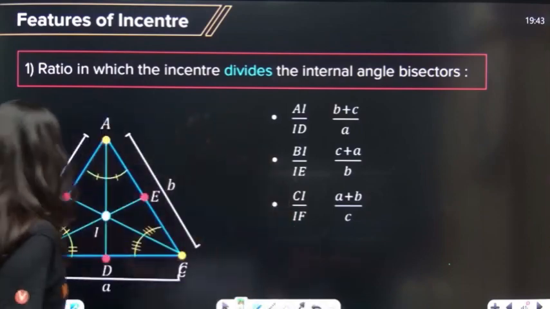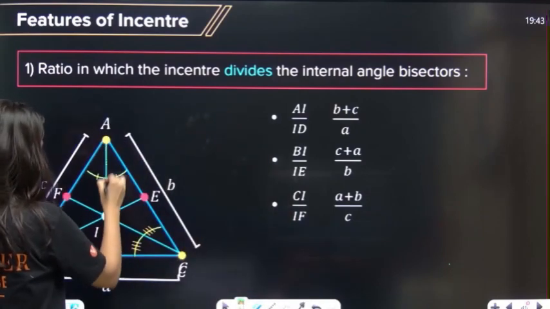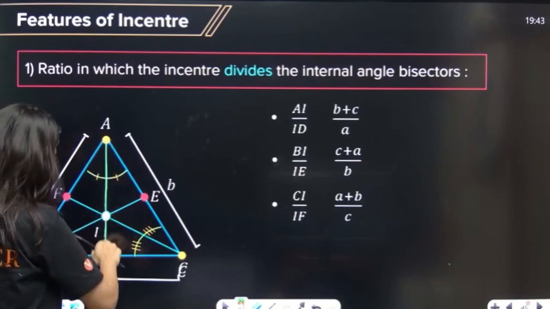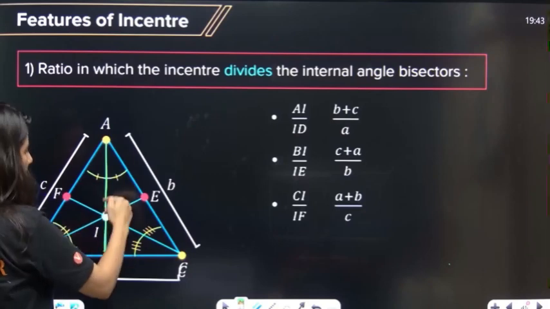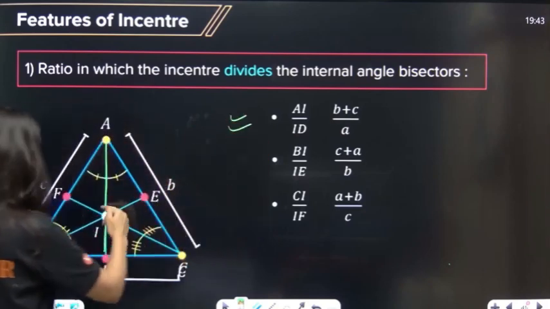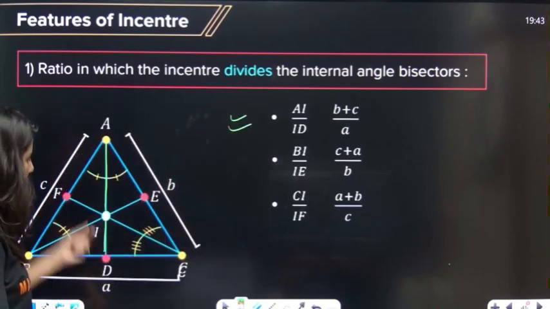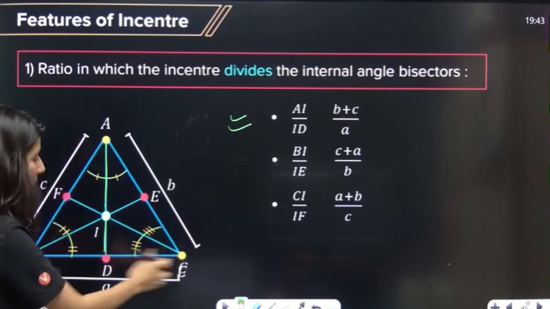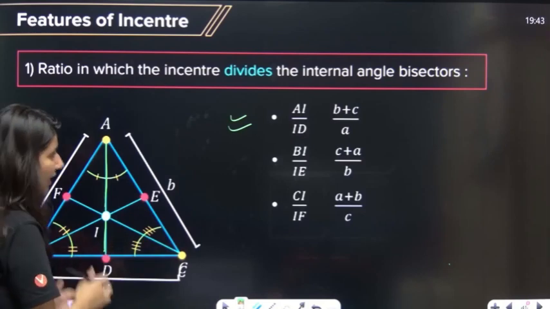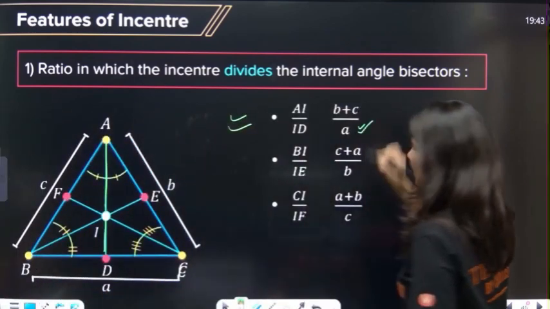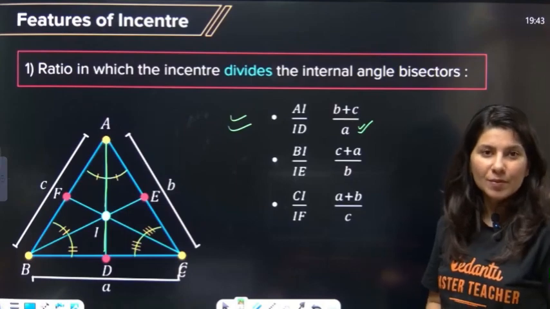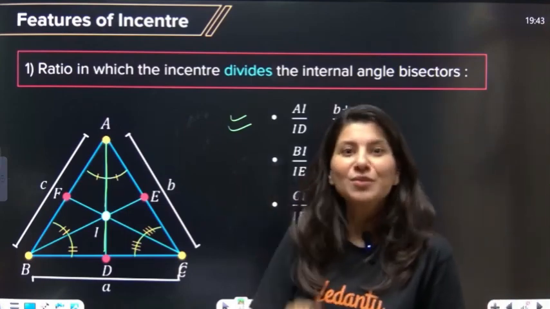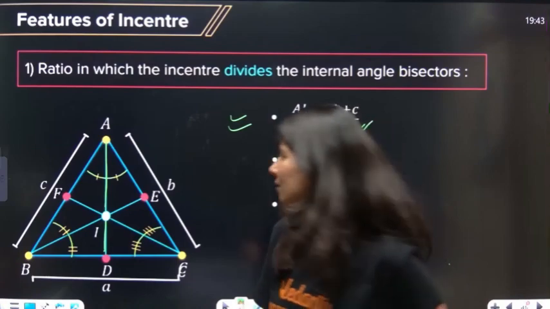Suppose you want AI upon ID. D is lying on which particular side? BC. The length of BC is a, so your denominator will be a. This is how you remember it: the denominator will be a, and the numerator will be the sum of the other two sides. Isn't it easy?